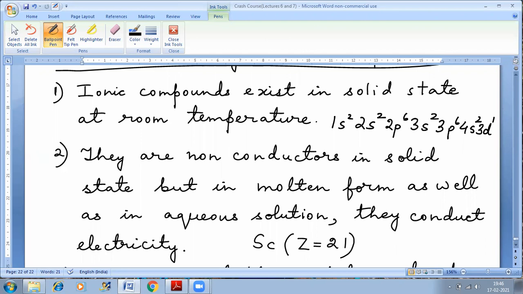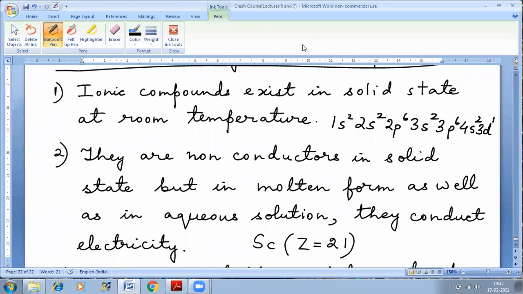Now you tell me, if I ask you about the number of valence electrons, how will you count from here? First of all, what is the meaning of valence electron? The number of electrons present in the valence shell, the outermost shell. Correct. So which is the outermost shell in this case for scandium? Third shell. No, outermost means the last shell. It's the fourth shell. Exactly, it is the fourth shell.